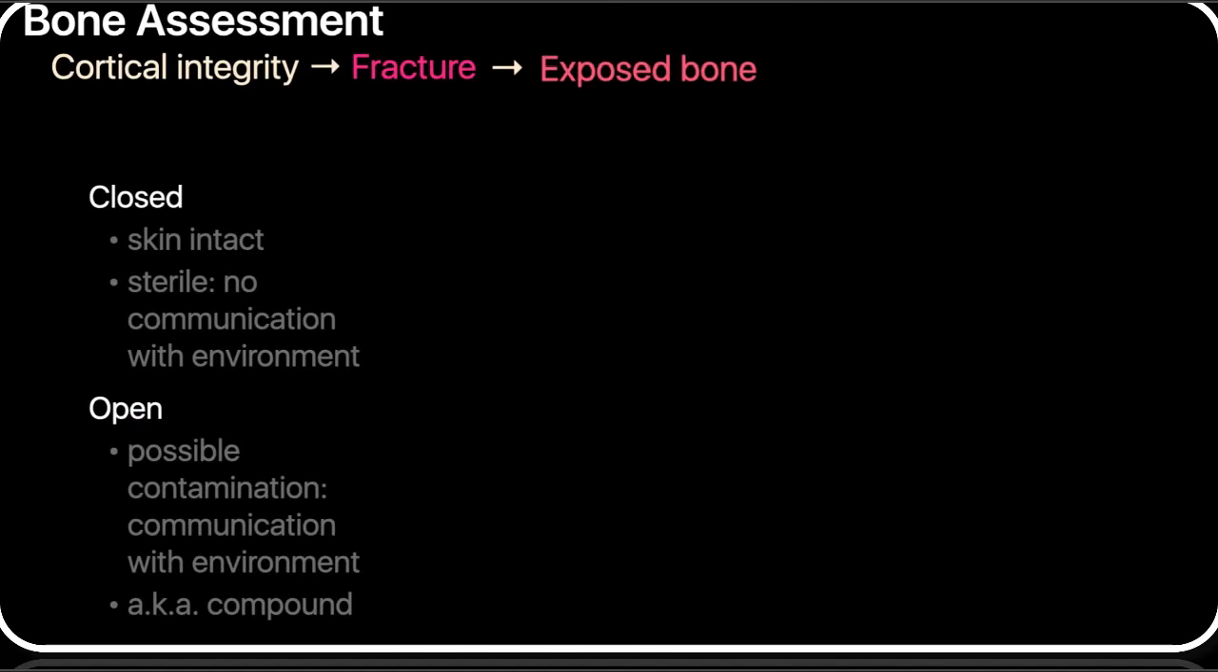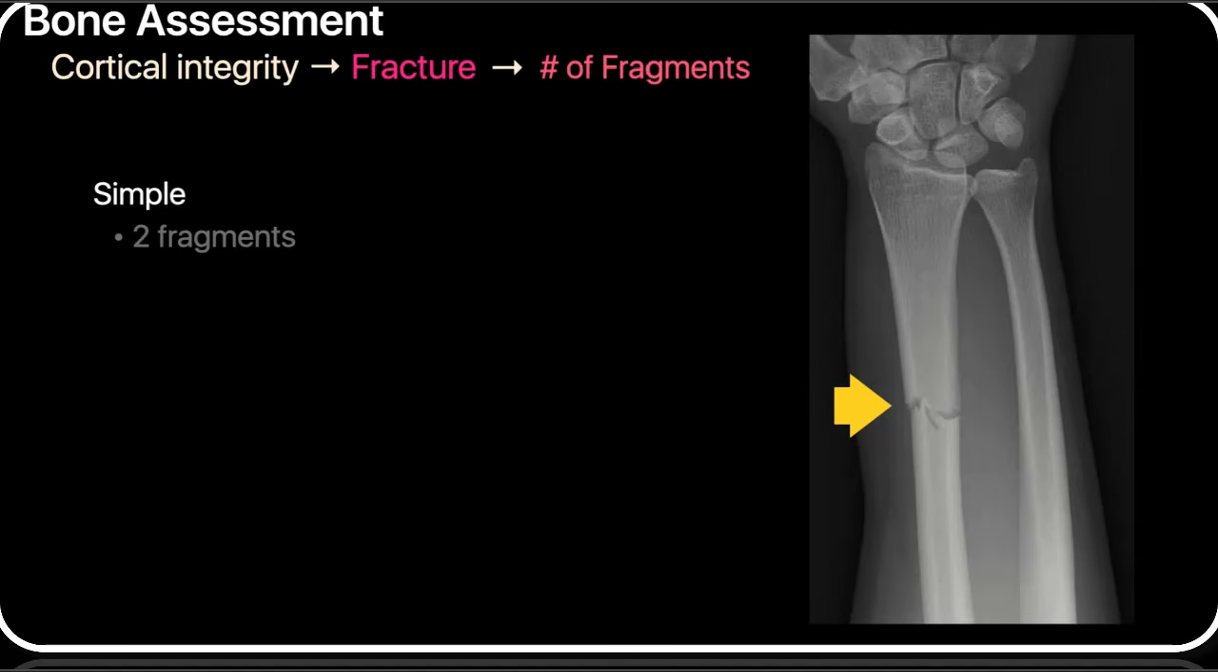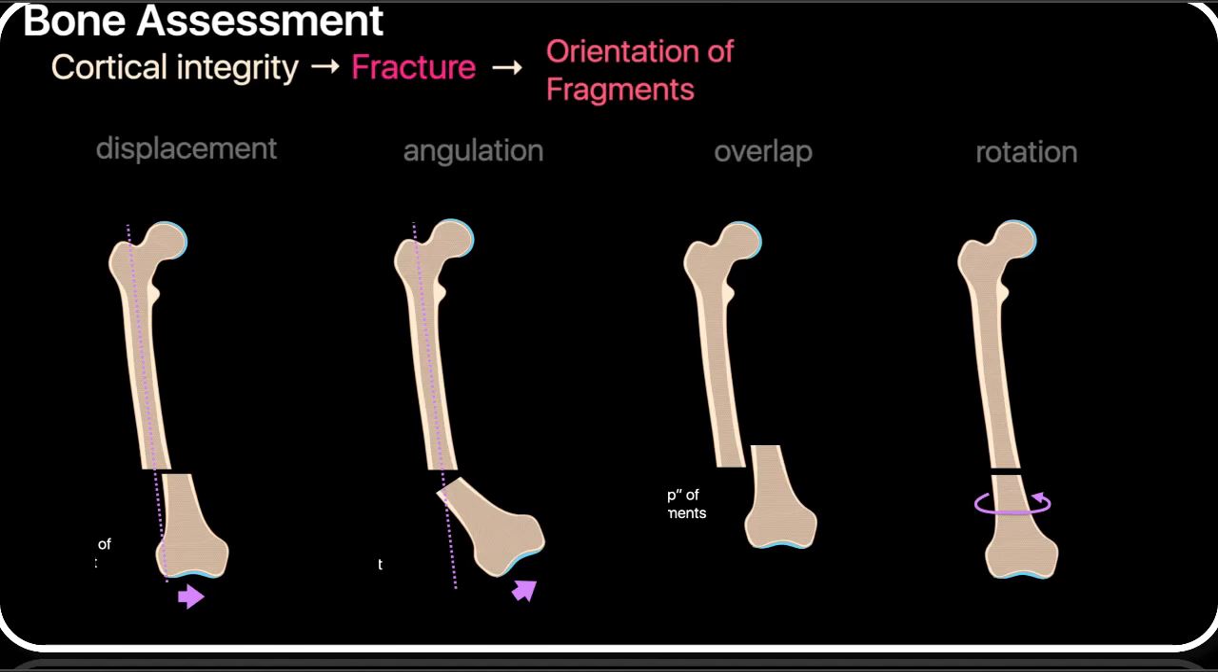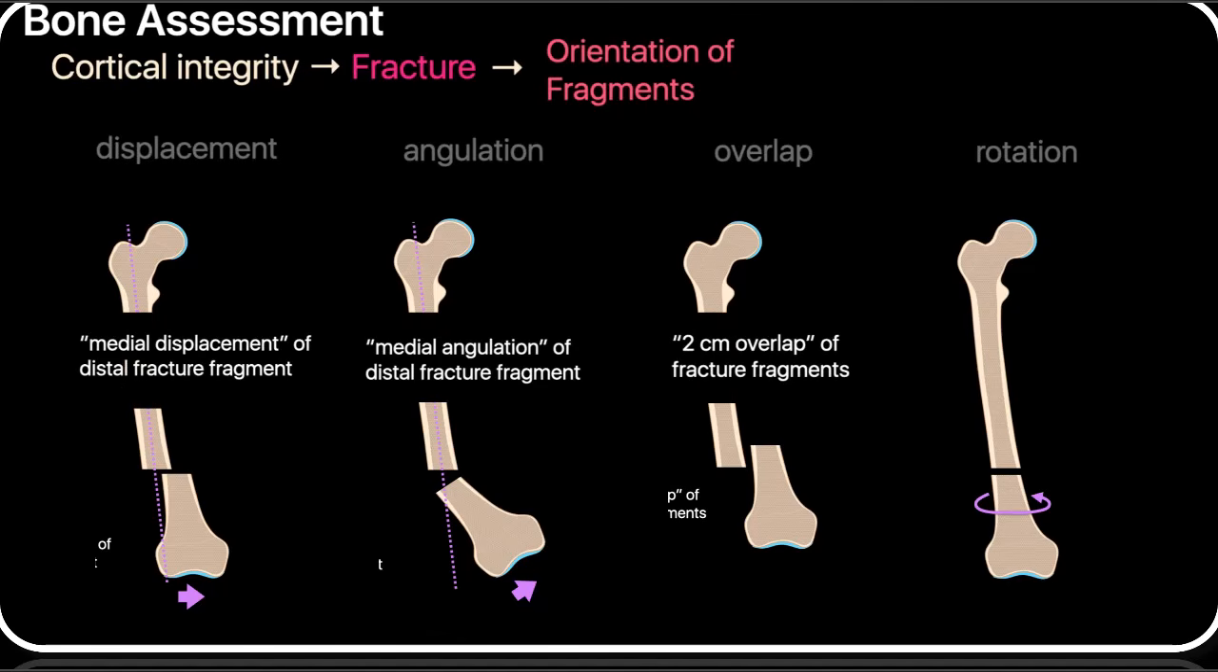The fracture also has to be categorized as closed, with the skin intact, or open, where additional complications can occur with the exposure to the outside environment. Describe the number of fragments. Simple fractures result in only 2 fragments. If more than 2 fragments are present, the fracture is comminuted. The orientation of the fragment relative to the proximal fragment is also noted, along with the amount of displacement. Here are a few examples of how these would be described.